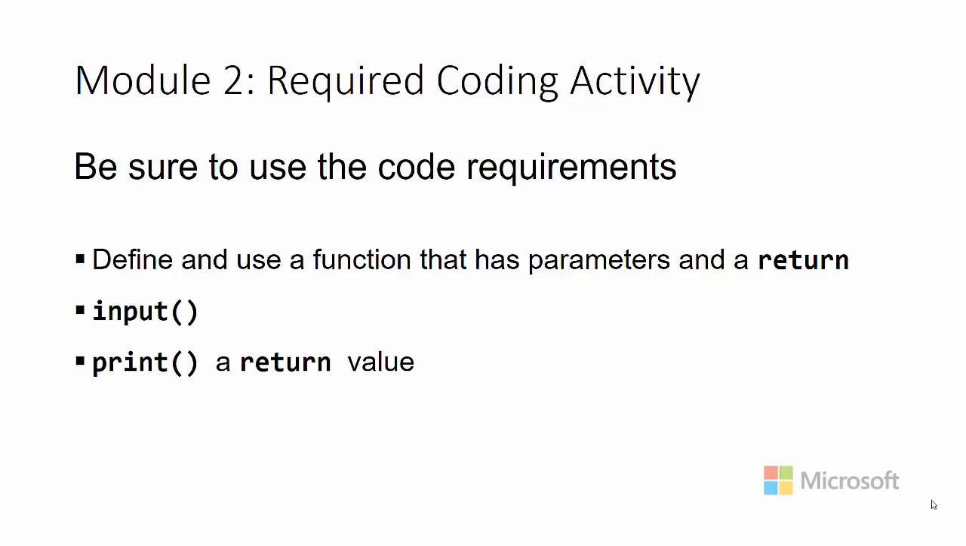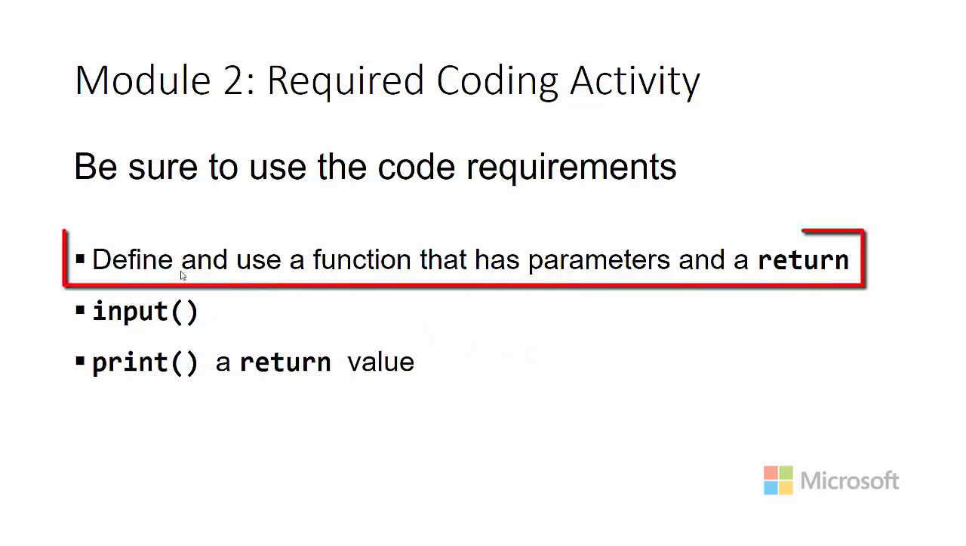Let's walk through Module 2 required coding, and we're going to build a fish store function, and it has some requirements for the code, as do all of the required coding activities. So you're going to have to use specific keywords in order to get credit.